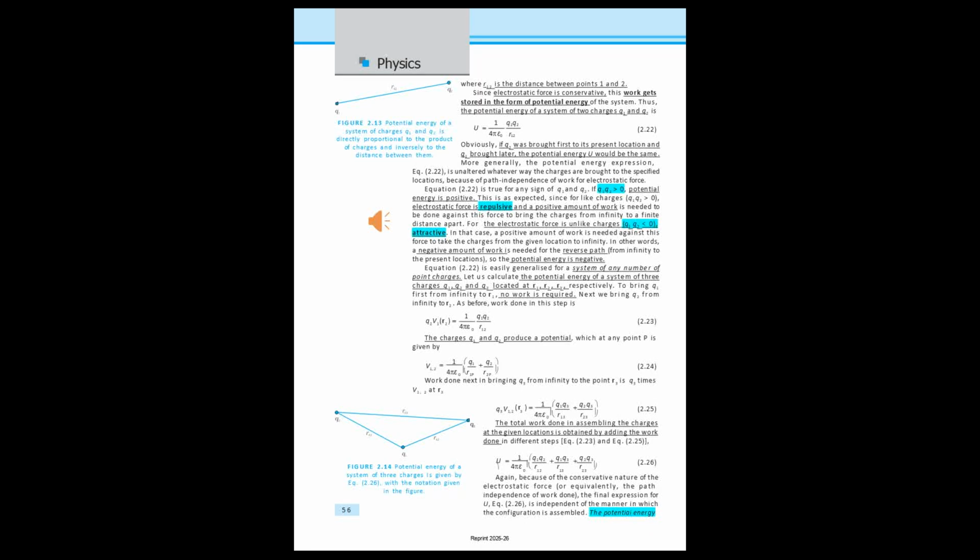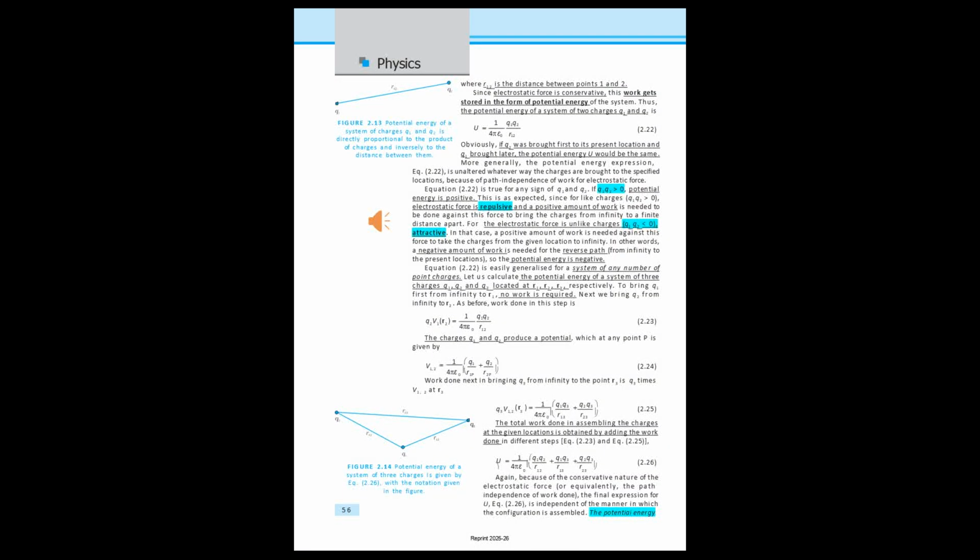For unlike charges, Q1 Q2 is less than 0, the electrostatic force is attractive. In that case, a positive amount of work is needed against this force to take the charges from the given location to infinity. In other words, a negative amount of work is needed for the reverse path from infinity to the present location. So the potential energy is negative.